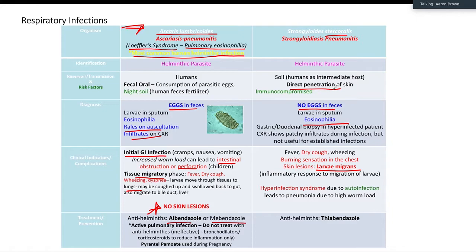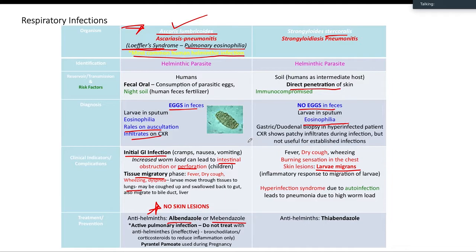typical pneumonia. Versus Ascaris lumbricoides, where we have people eating food contaminated with human fecal matter. Eggs go to the GI tract, migrate through the wall of the GI tract, and make their way to the lungs. We cough these worms up, swallow them back. Okay. Great. All right. Also, one last thing. This Loeffler syndrome is associated with Ascaris. No other worms. Just Ascaris. Okay.